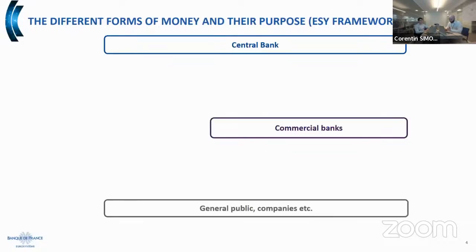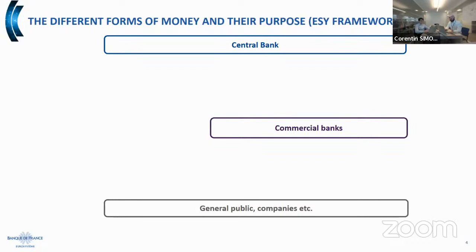So to better understand and introduce CBDC, let's try to have a more global vision about the different forms of money currently and their purpose, at least in the Eurosystem framework. It's a quick introduction just to have a better visualization for everyone. But we have 3 different big kinds of actors.